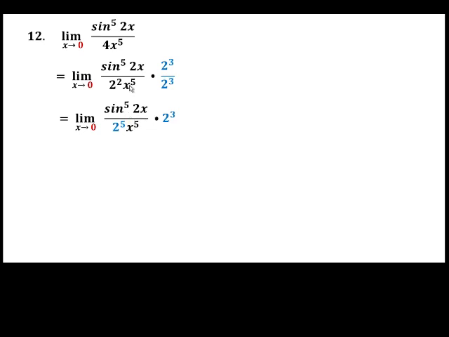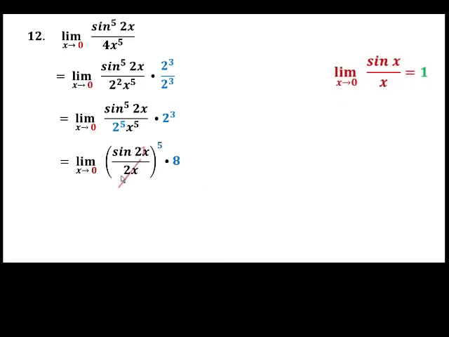And this fraction, when we move out the exponent 5 outside, it's here, times 2 cubed, which is 8. So this fraction, according to the theorem, is equal to 1. So as we evaluate the limit of this function, this is 1 to the fifth times 8. So it is equal to 8.